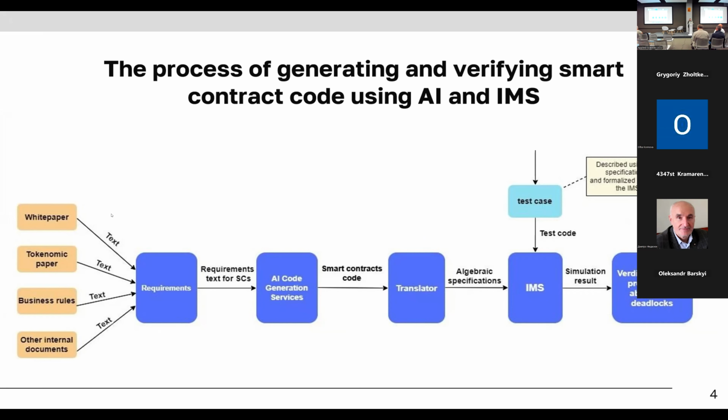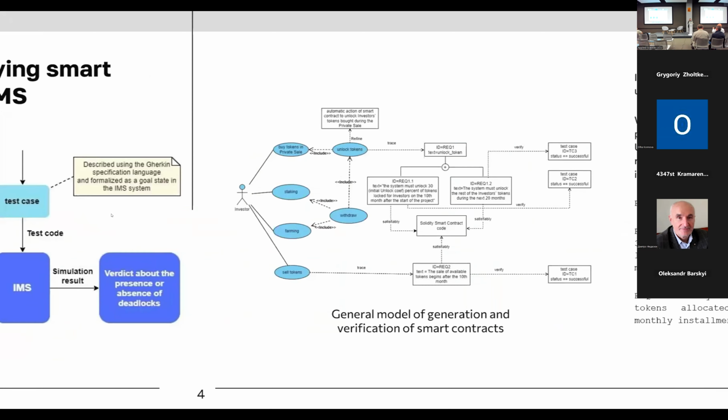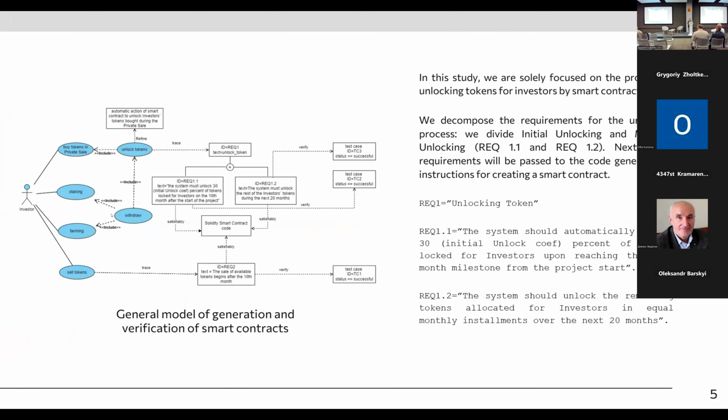And the final step is to run our model and check whether it reaches the goal state and whether there are any deadlocks in our program. So, in this research, we consider the smart contract responsible for controlling the process of managing decentralized platform investor tokens that they purchase during the private sale. It's a cryptocurrency phase that occurs during the private sale.